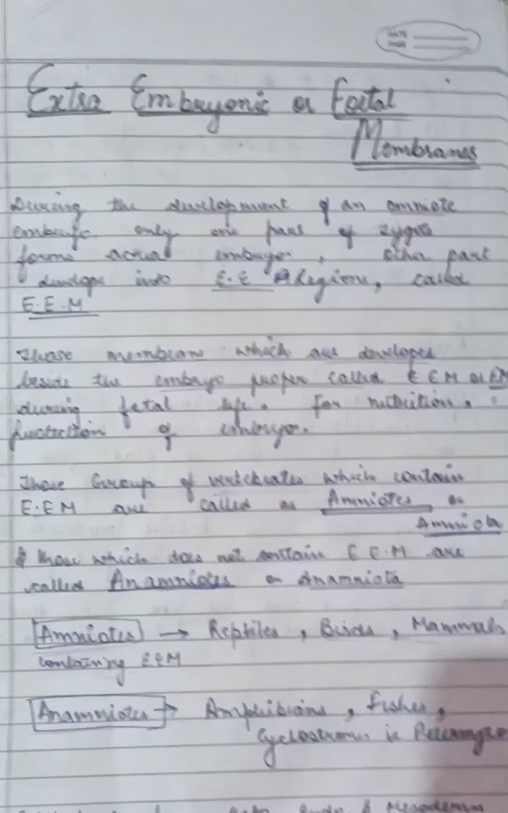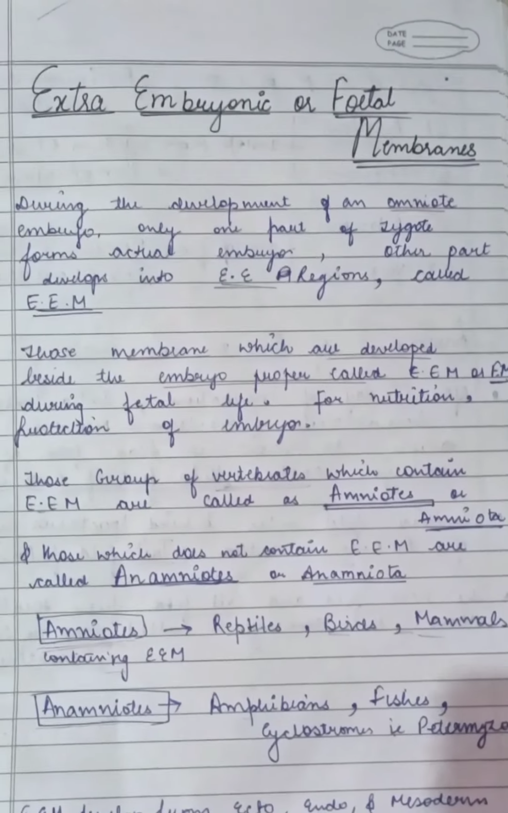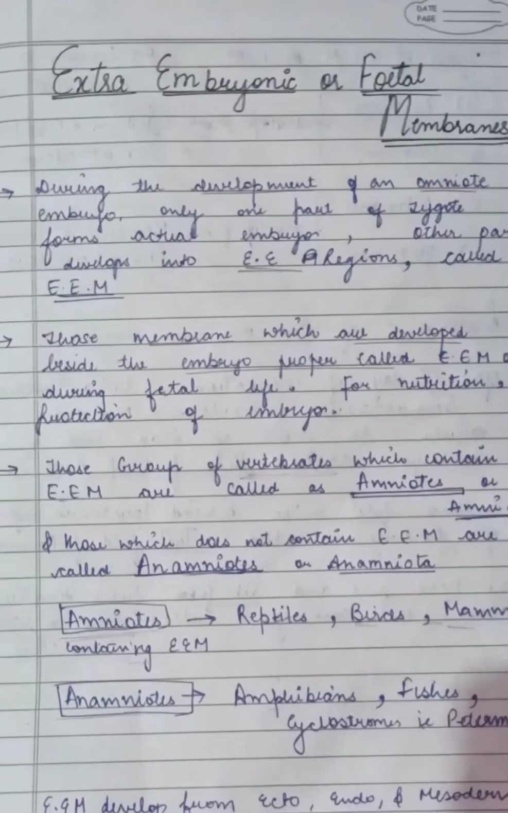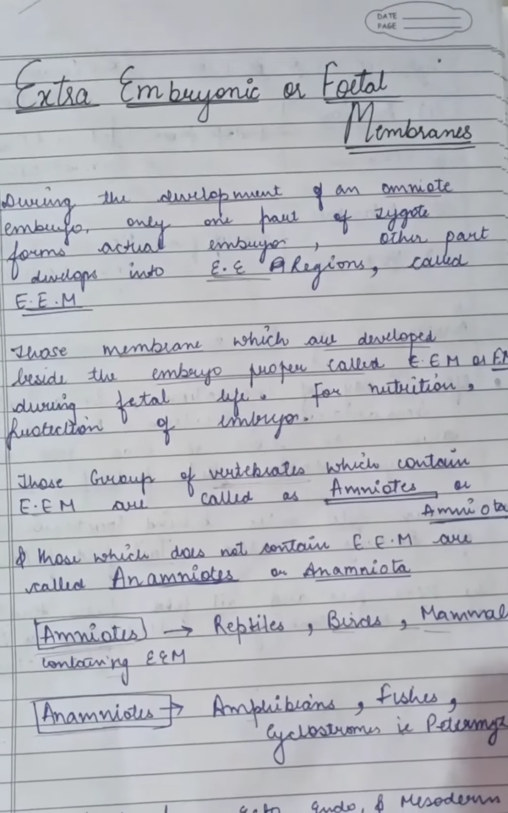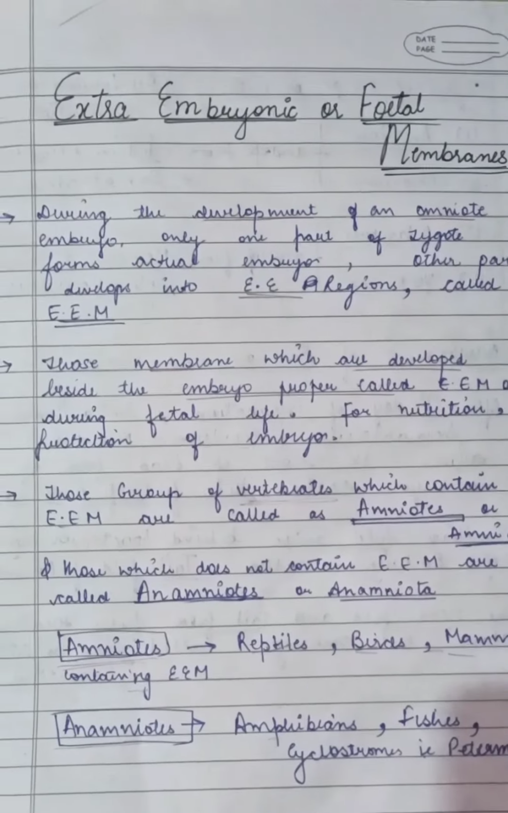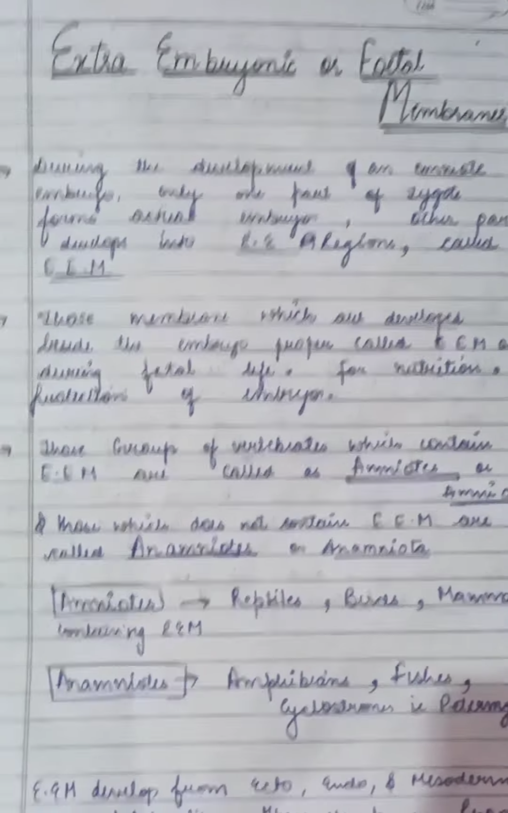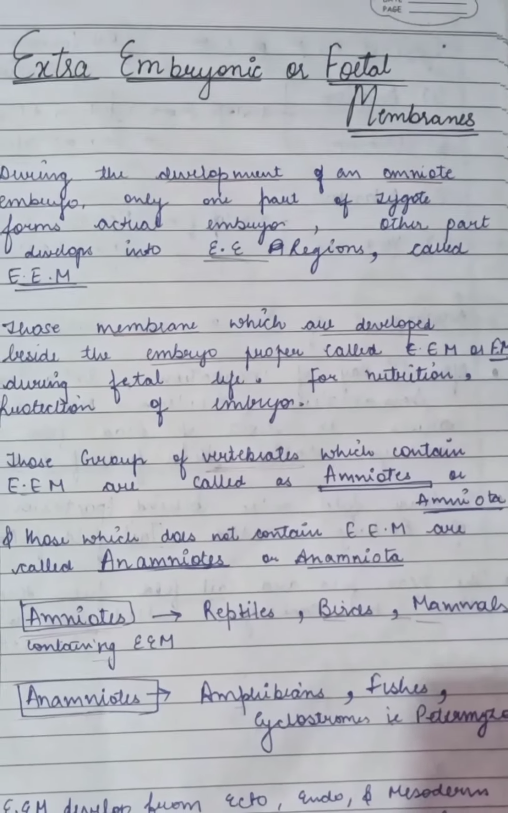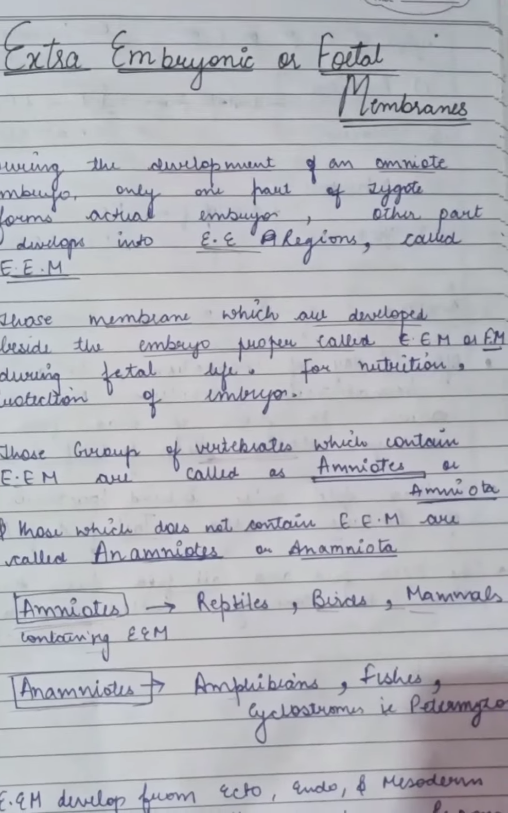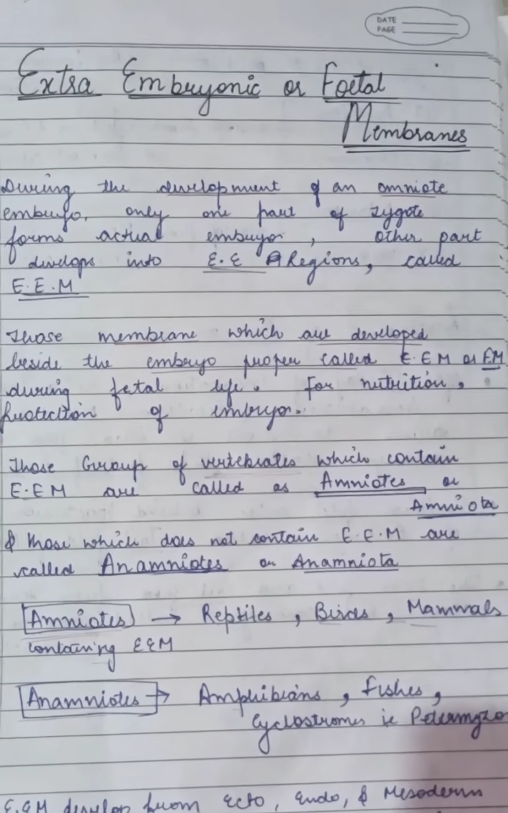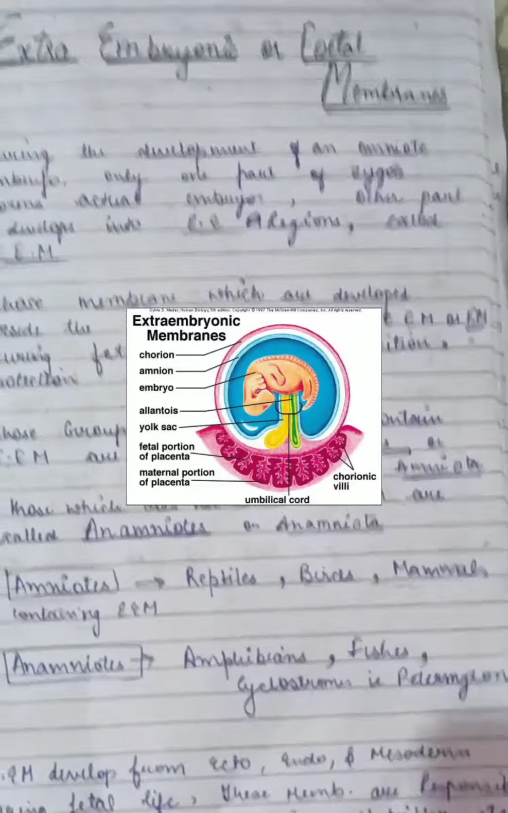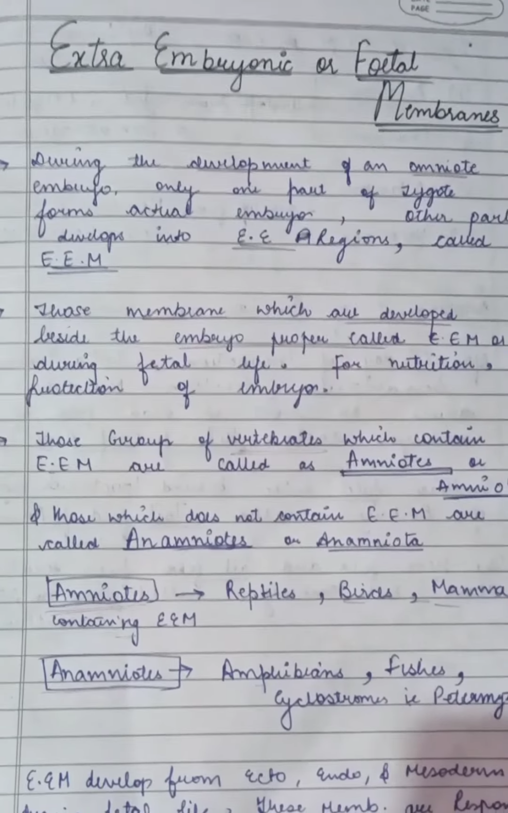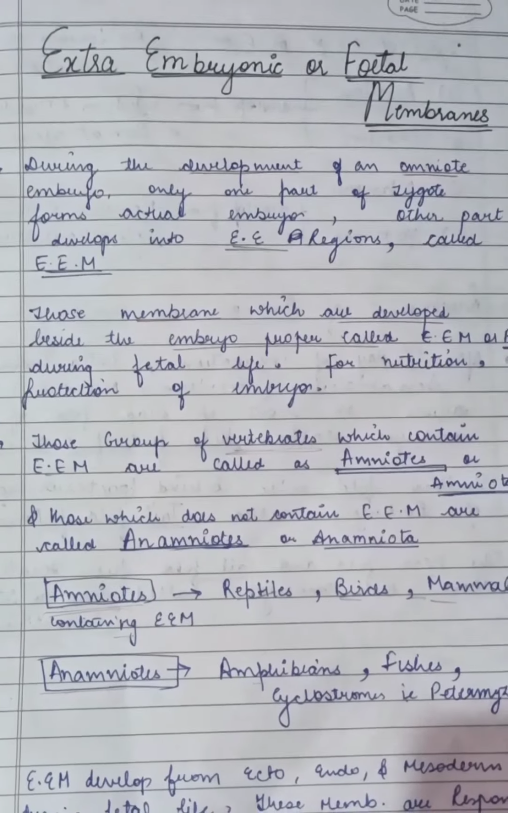Fetal membranes: what are extraembryonic membranes, why are they called fetal membranes, and how many types of these membranes are there? They are called fetal membranes because they develop during fetal life, during which there is the development or formation of the embryo. And why is there a need for these membranes? Because these membranes provide nutrition, nourishment, respiration, and store nitrogen-based material of the developing embryo.